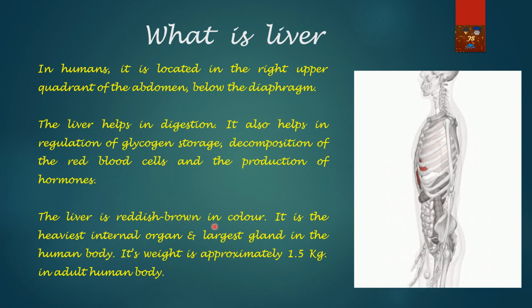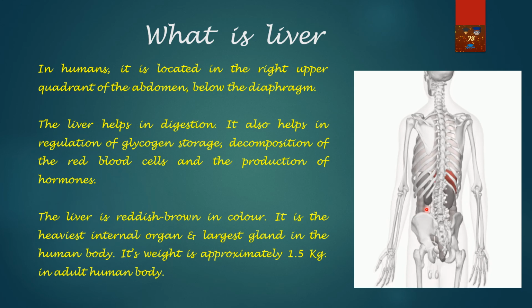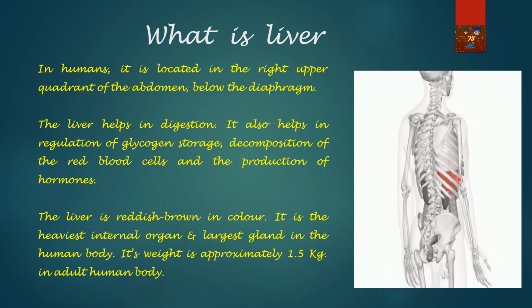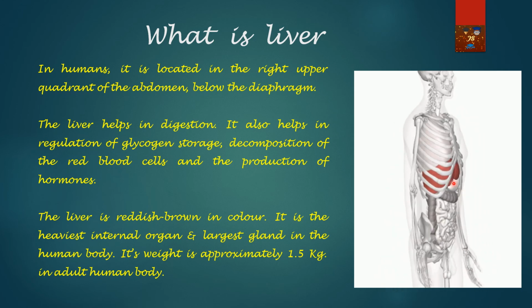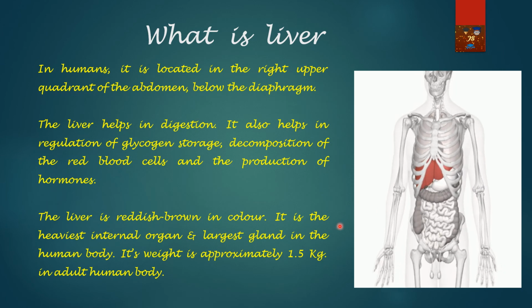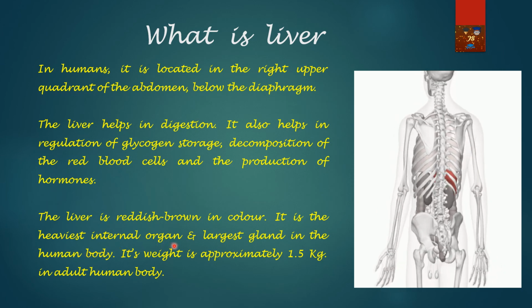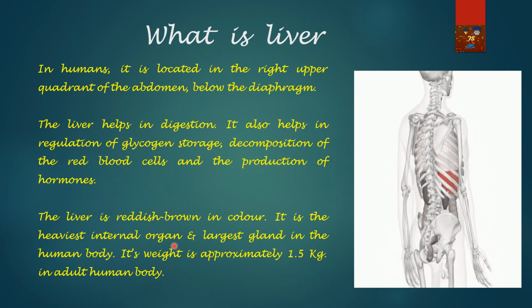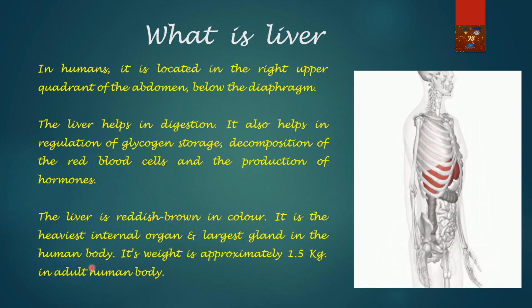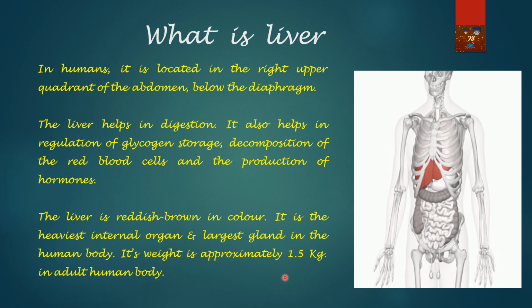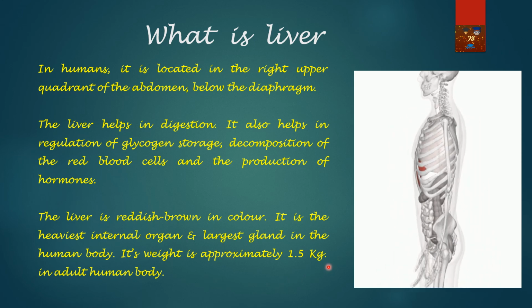Now, some facts about the liver. It's reddish brown in color, as you can see in this revolving picture. It is the heaviest internal organ, which you have to learn by heart. It's the heaviest internal organ and the largest gland in our body. What is the weight? Approximately 1.5 kg.